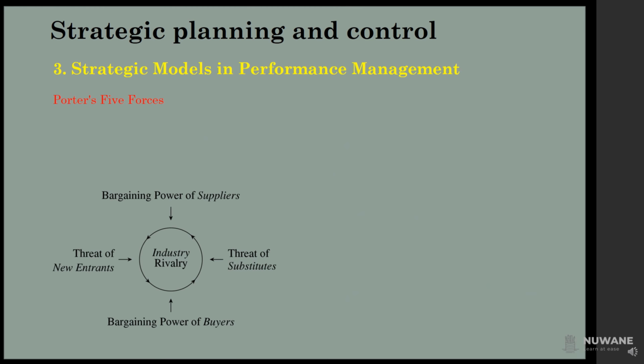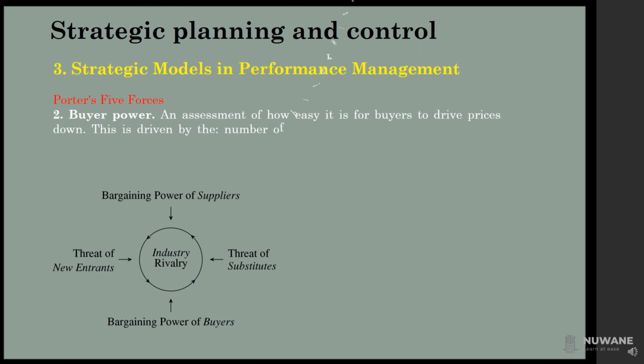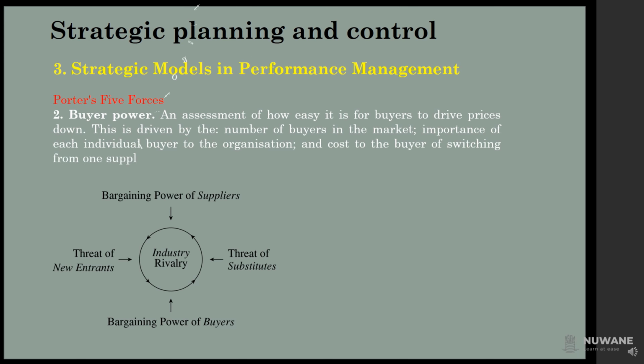Number 2 force, buyer power. An assessment of how easy it is for buyers to drive prices down. This is driven by the number of buyers in the market, importance of each individual buyer to the organization, and cost to the buyer of switching from one supplier to another. If a business has just a few powerful buyers, they are often able to dictate terms.